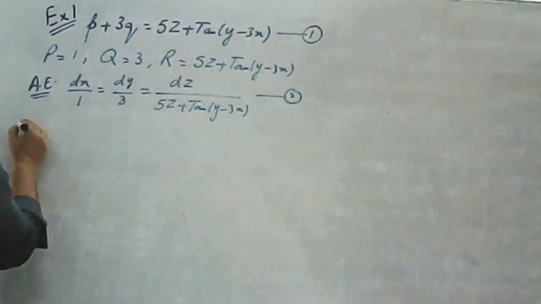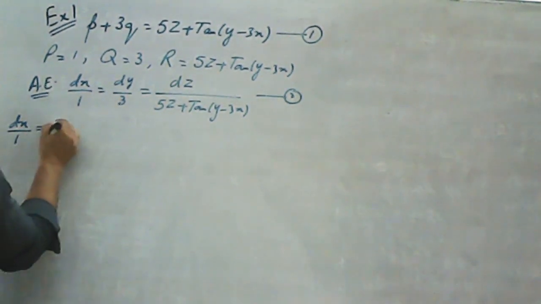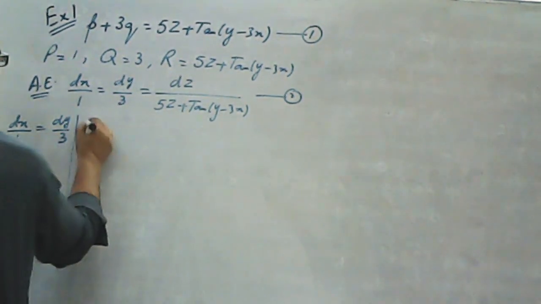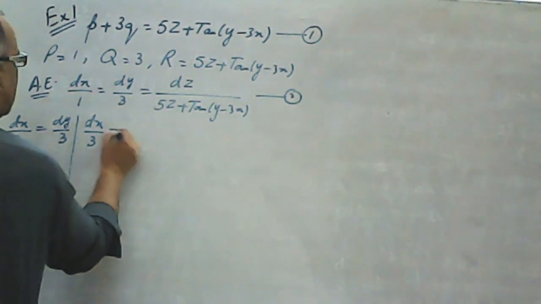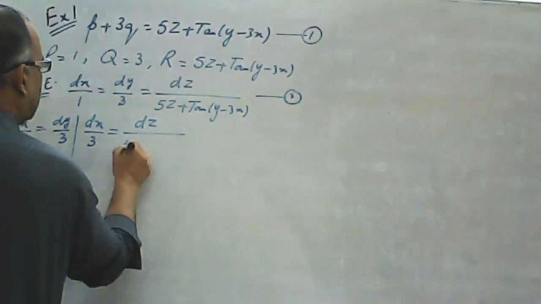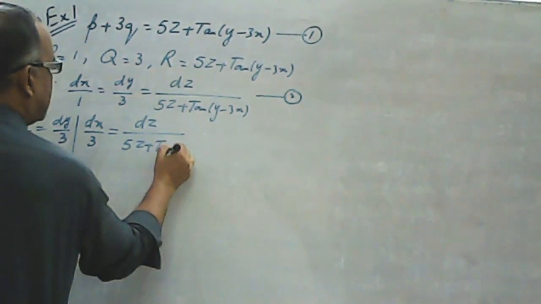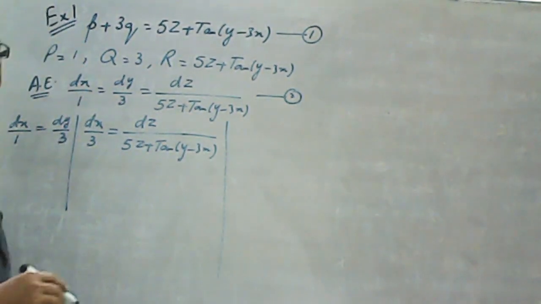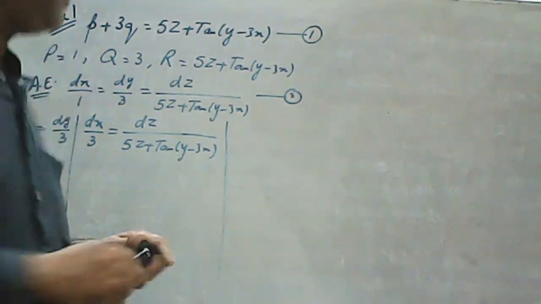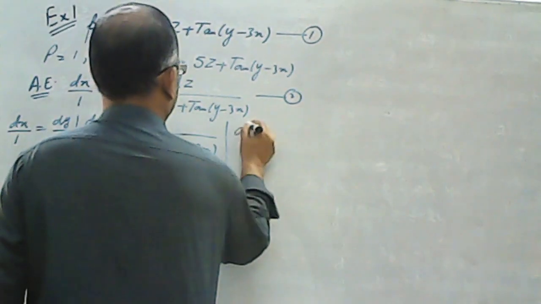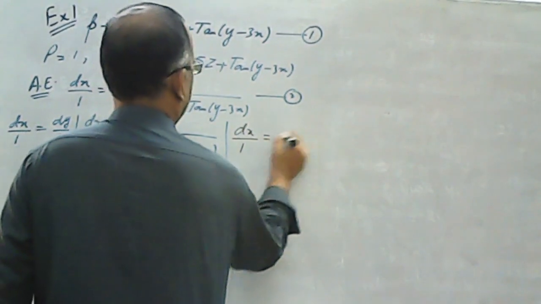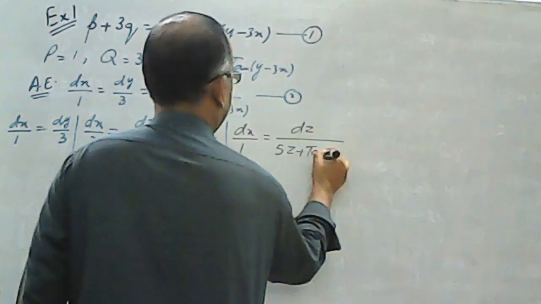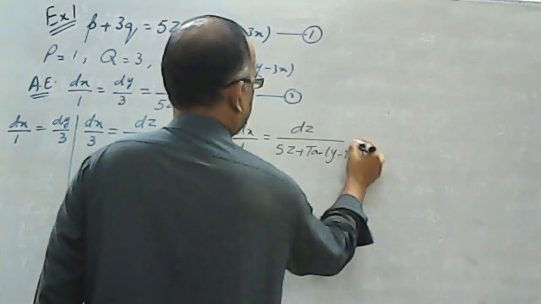Now making pairs. So pair number 1 is dx over 1 equal to dy over 3. Pair number 2, dy over 3 is equal to dz over 5z plus tangent y minus 3x. And then finally pair number 3, that is dx over 1 equal to dz over 5z plus tangent y minus 3x.